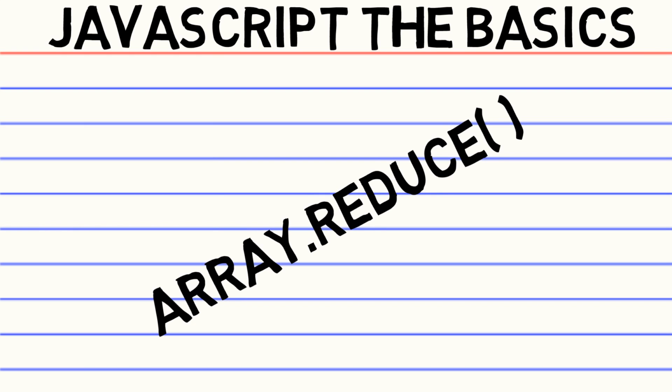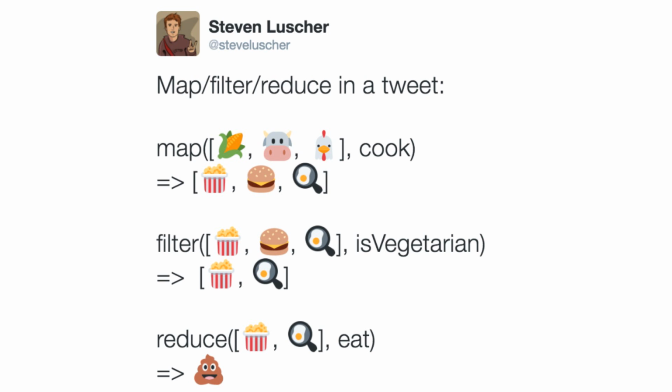Let's go back to the Twitter image we saw when we first looked at this section on functional programming, which gives us pseudocode for what the higher order functions map, filter, and reduce do. For map, we see there is a callback function working on every element in the array. In this case, the function is cook, which cooks each element, aka transforms them into a new array of popcorn, a hamburger, and some eggs. Filter then uses a callback function on each element of the array called is vegetarian, and based on a true or false value, returns all true values to a new array.